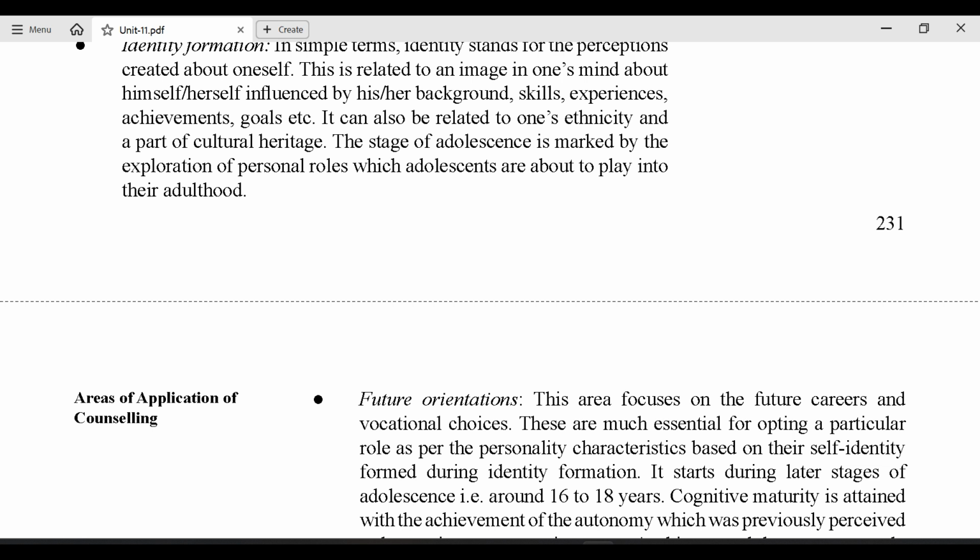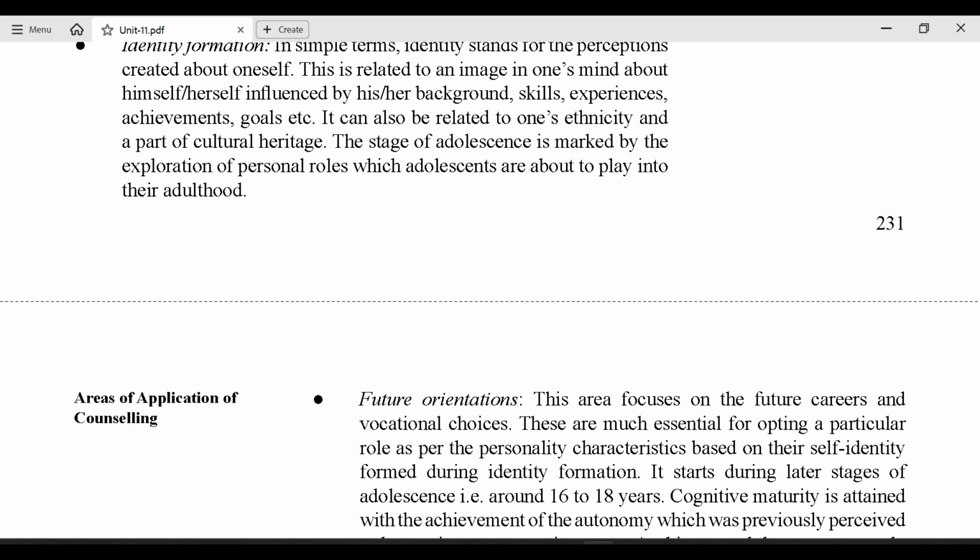Future orientations. This area focuses on future careers and vocational choices. These are essential for opting for a particular role as per the personality characteristics, based on the self-identity formed during identity formation. It starts during later stages of adolescence, i.e., around 16 to 18 years.